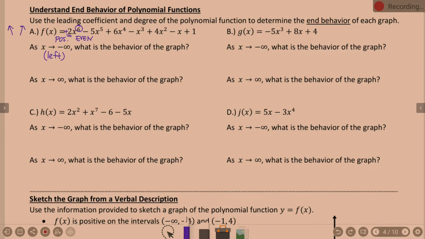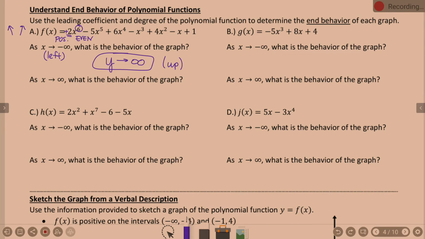What is it that's going up? Not the x values, but the y values. So we're going to say y approaches positive infinity. And that's fancy for saying my graph is going up. Okay? So as x approaches negative infinity, as your graph moves to the left, my graph is going up.